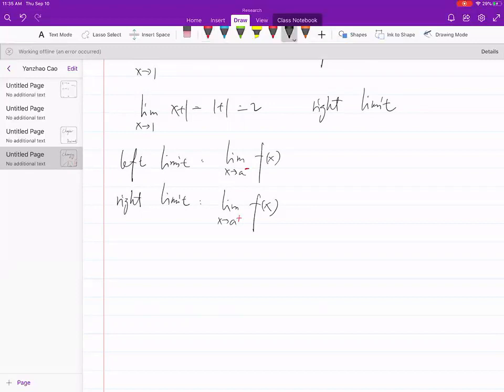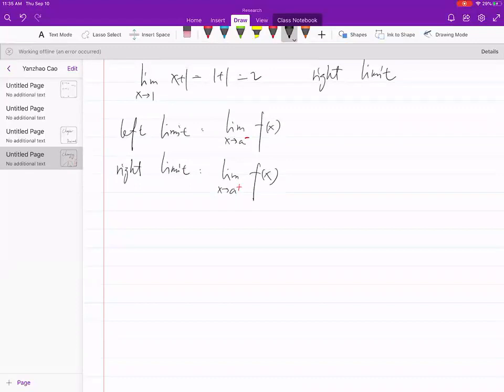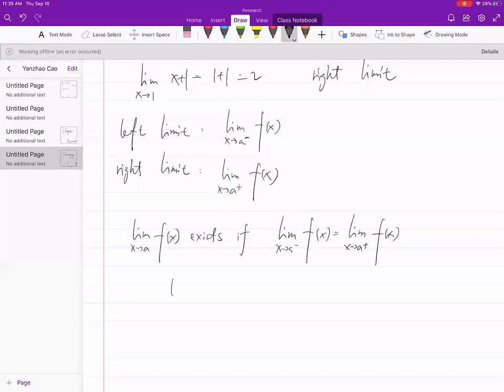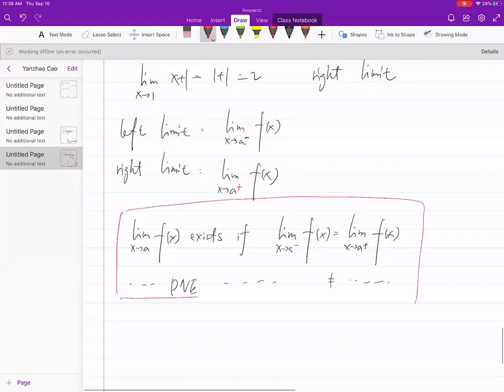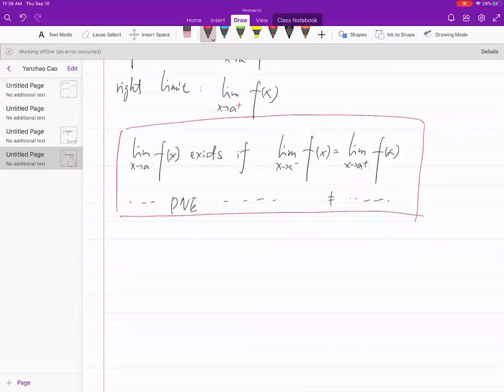Okay. Then, after that, we can say the limit exists if these two are the same. And this one does not exist if they are not the same. That will be the third case. We do a little bit more work for both sides before we make the conclusion.